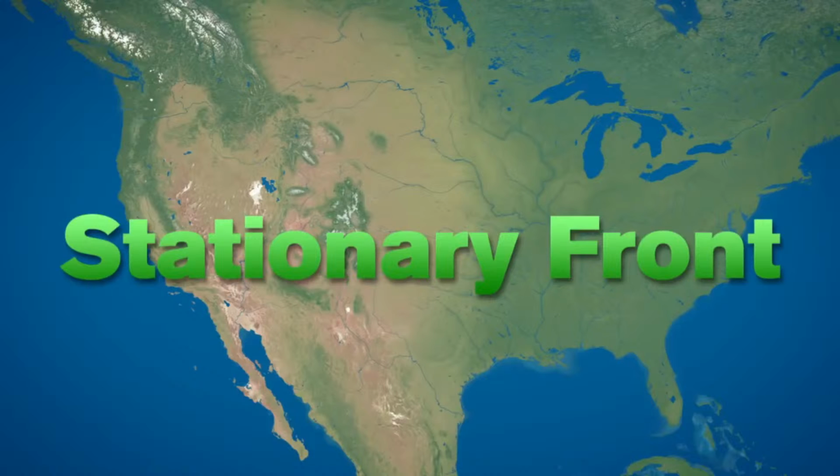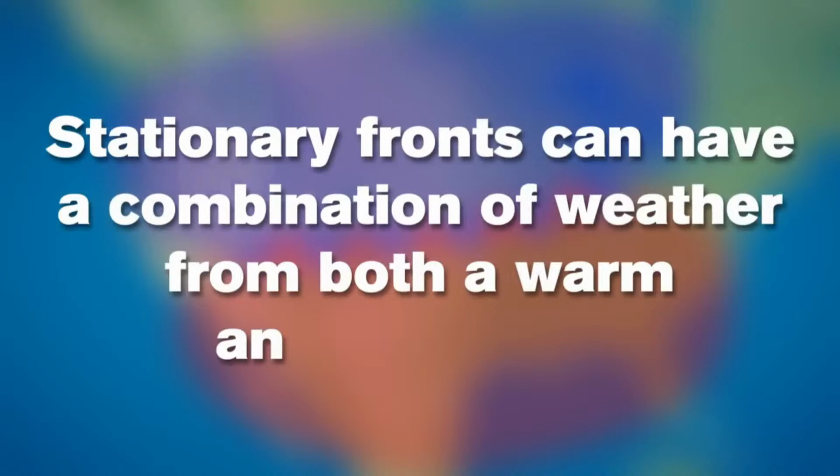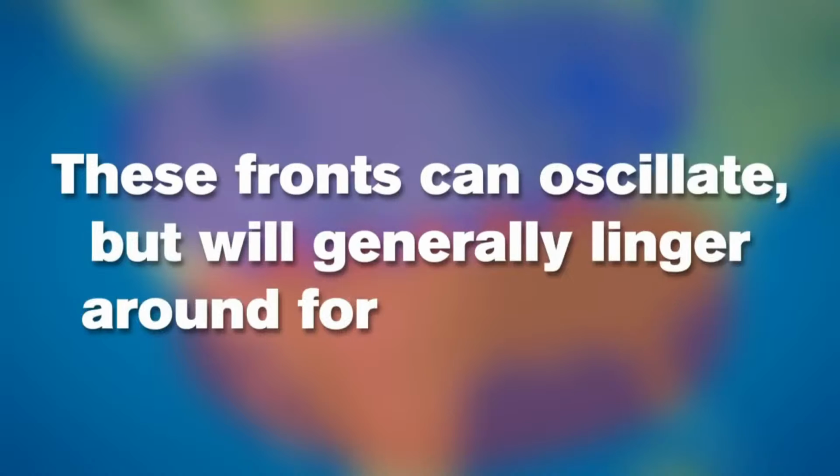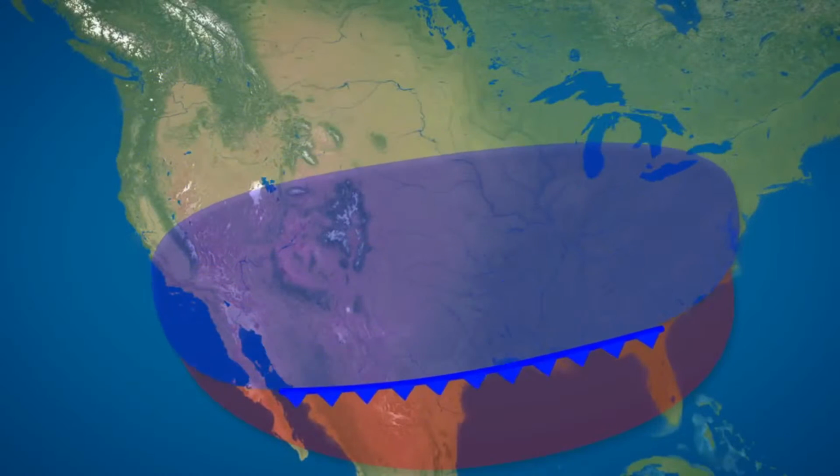A stationary front occurs when 2 air masses meet, but neither one moves the other out of the way. Stationary fronts can have a combination of weather from both a warm and cold front. These fronts can oscillate, but will generally linger around for several days before one of the air masses pushes the other air mass out of the way.